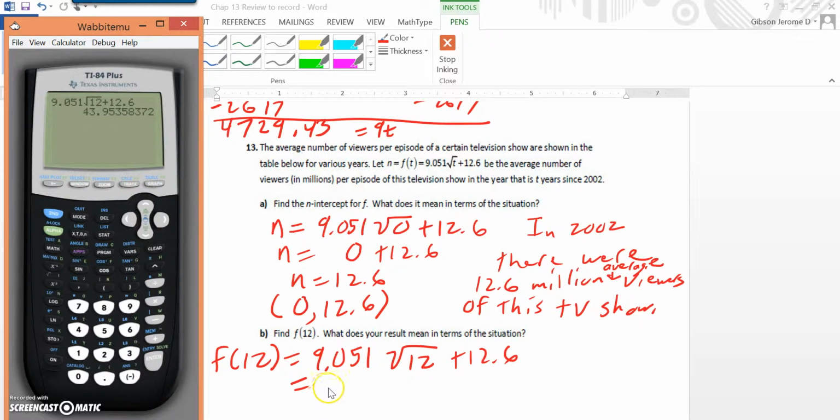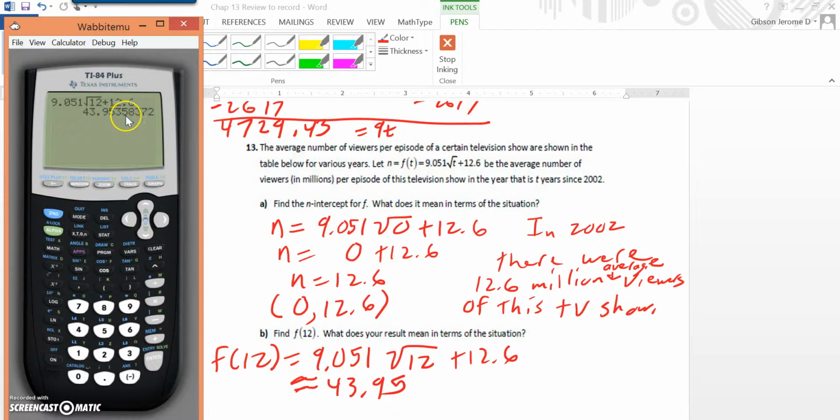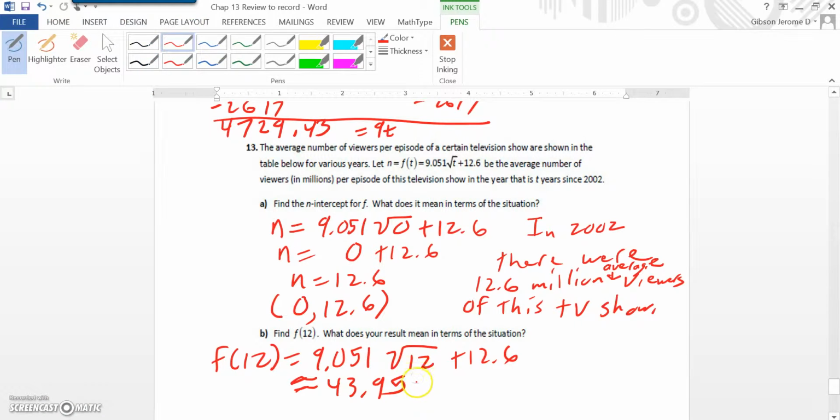And that gives us, basically if we round to two decimal places, it'll be approximately 43.95, if I'm not mistaken. Yes, 43.95. Because it doesn't tell us how many places to round, we could do 43.95. But I'm looking here at the answer in the back, and they went to 3 decimal places, so we'll do 43.954. Okay, now it says, what does it mean in terms of this situation?